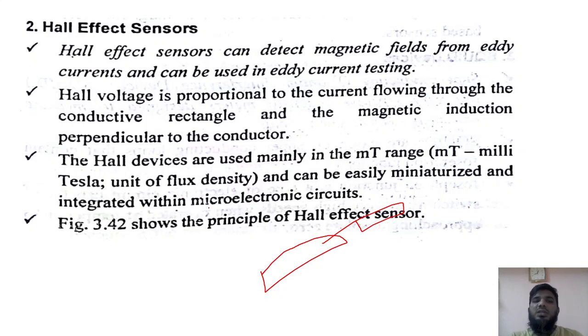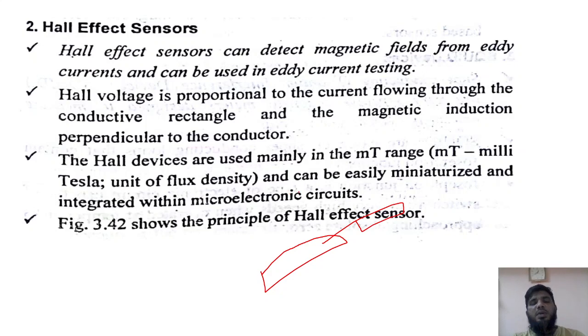Hall devices are mainly used in the millitesla range, which means 10 to the power of minus 3 Tesla. 1 Tesla is nothing but flux density, that is, flux per unit area.